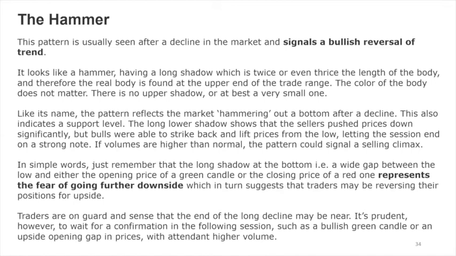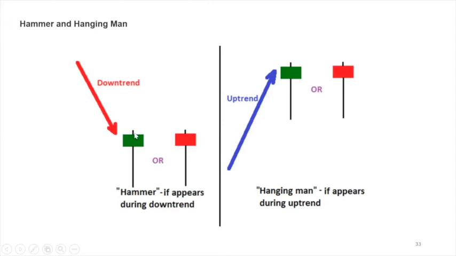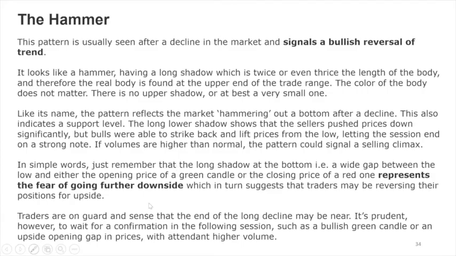There is no upper shadow, or at best a very small one. A hammer normally has no upper shadow, or a very small one, like a hammer handle. That's called a real hammer.